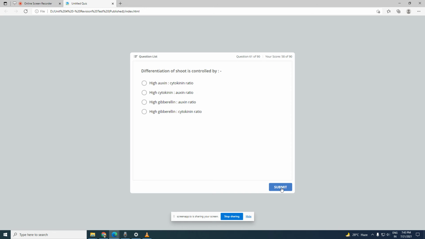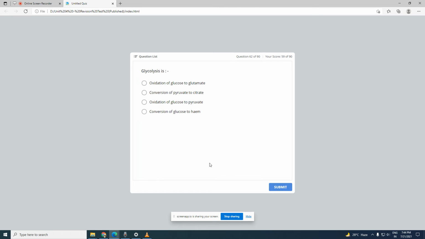61. Differentiation of the shoot is controlled by the high auxin to cytokinin ratio, high cytokinin to auxin ratio, high gibberellin to auxin ratio, high gibberellin to cytokinin ratio. Which is the right one? Option B, high cytokinin to auxin ratio is the right one. Let's go to the next question.